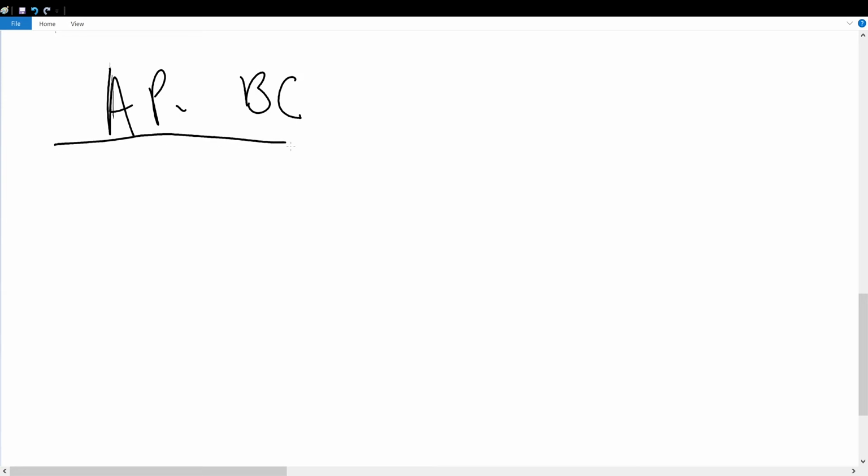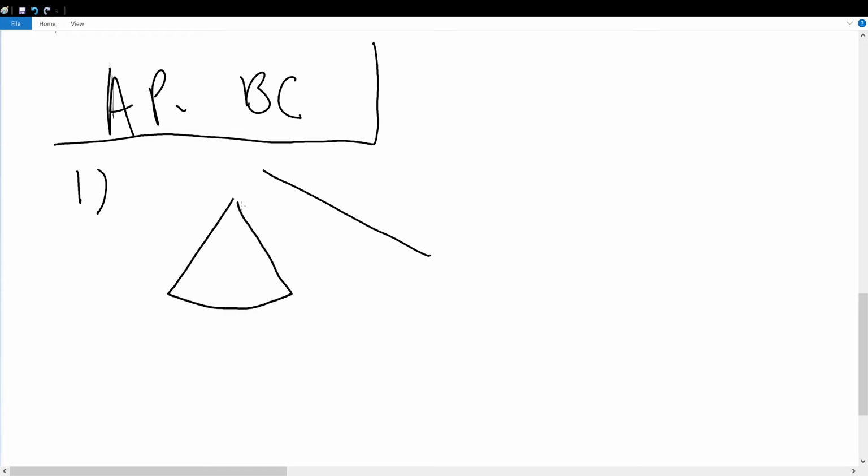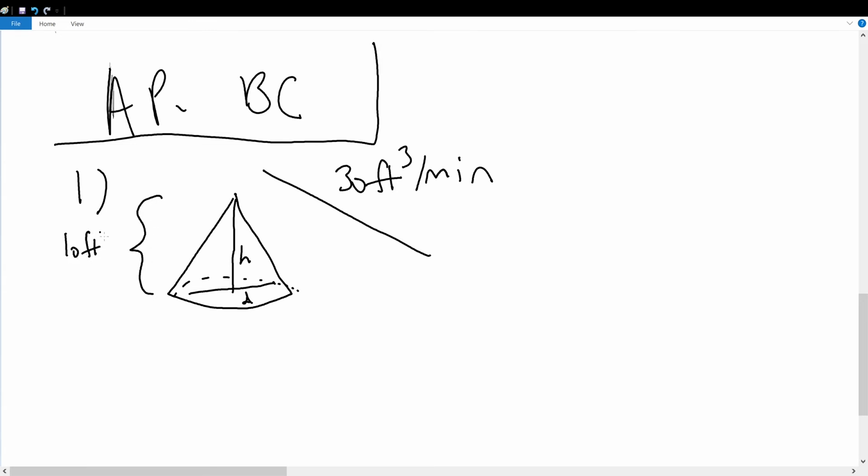So first off, we can start off with a word problem. The word problem states that gravel is being dumped from a conveyor belt into a conical shape, and it fills up at a rate of 30 cubic feet per minute, such that the conical diameter and height are always equal, so the diameter is equivalent to the height of the cone. How fast is the height of the pile increasing while the pile is 10 feet high?